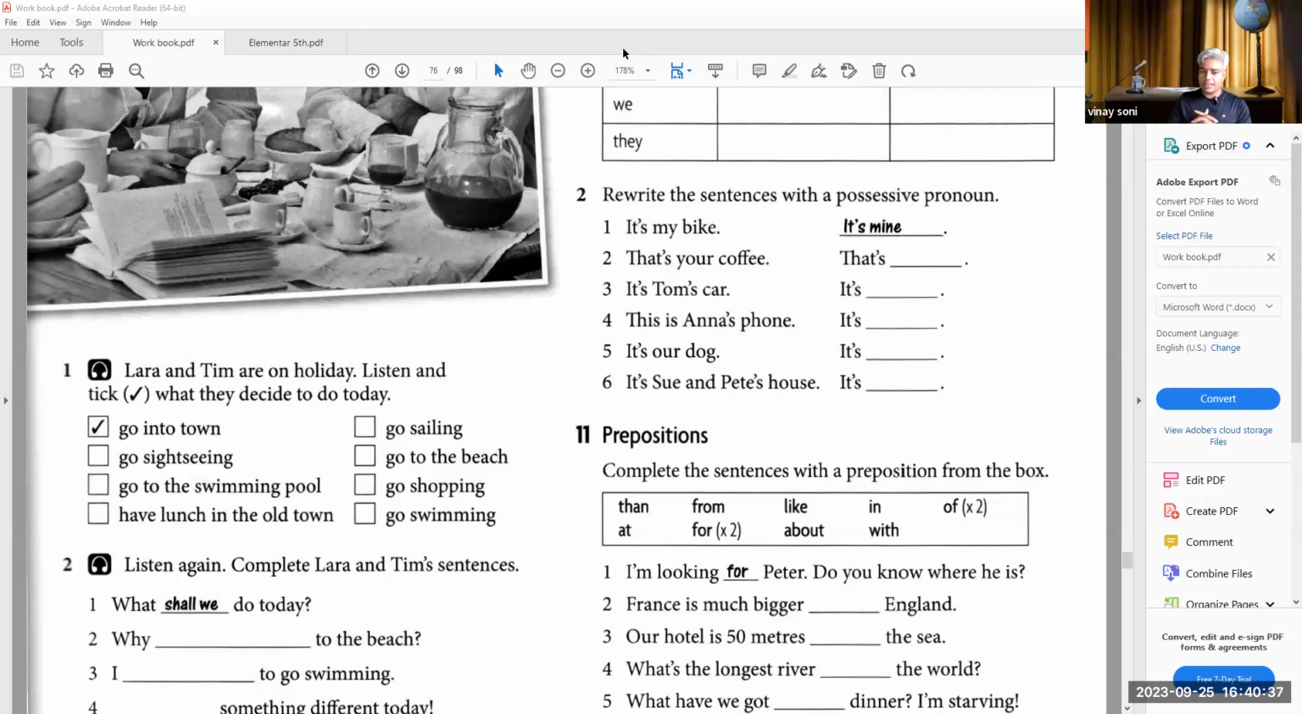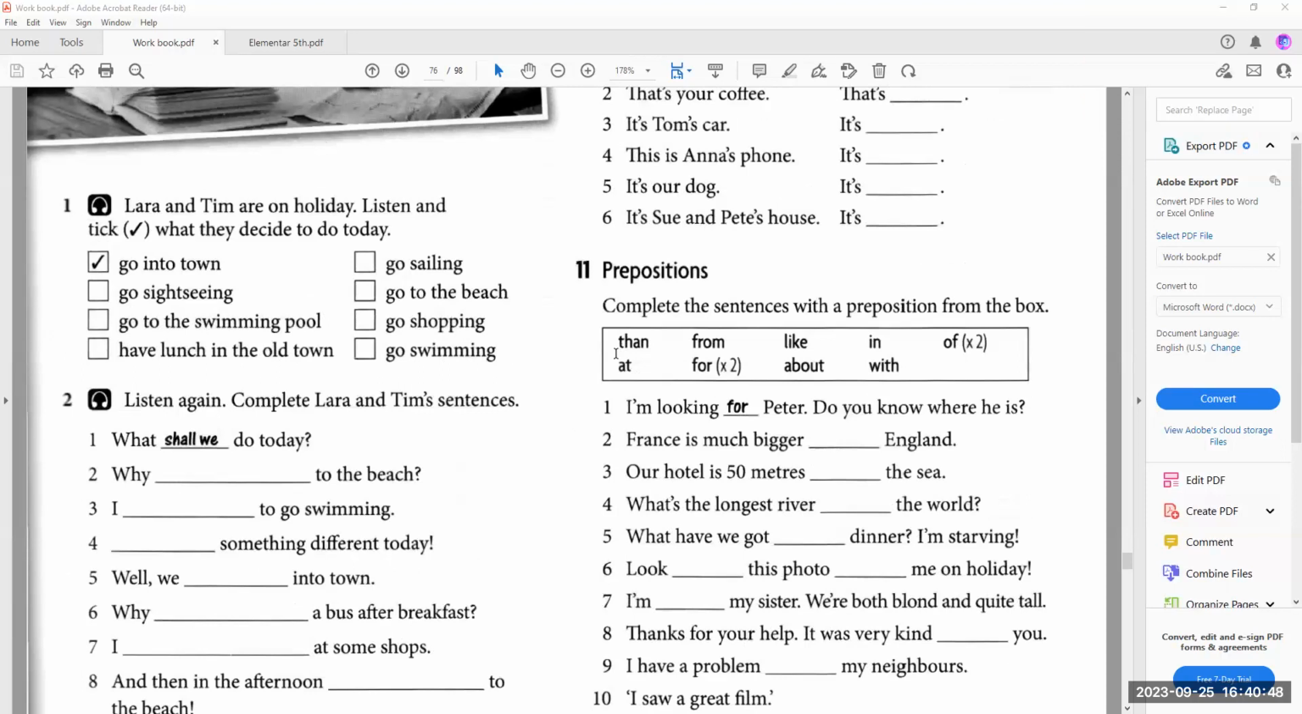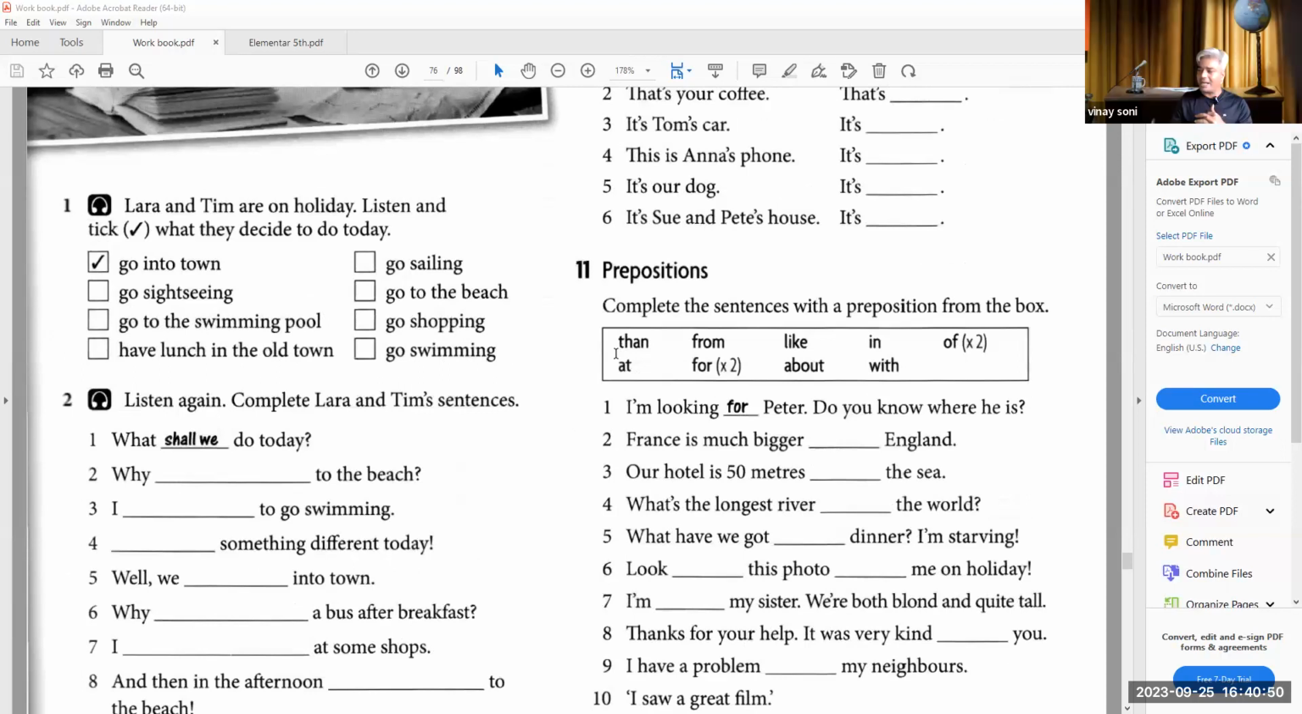Now, part 2. Listen again and complete Laura and Tim's sentences. Sentence number 1. What shall we do today? 2. Why don't we go to the beach? This is not a question. This is a suggestion. Sometimes people literally take this as a question. Why don't we go to the beach? Means they answer the question. No. It's a suggestion, right?